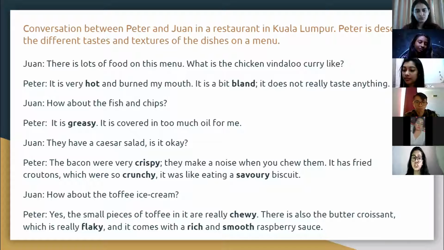Okay, I'm pretty sure everyone knows what hot is, right? Can someone tell me the meaning of hot? Yes, exactly. Now, moving on to the word bland. Can someone tell me the meaning of the word bland?